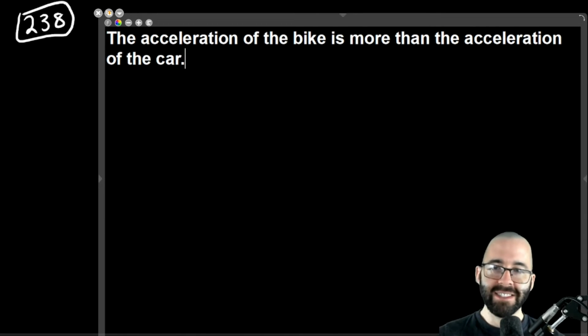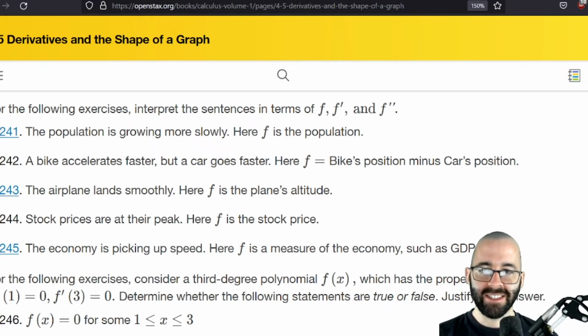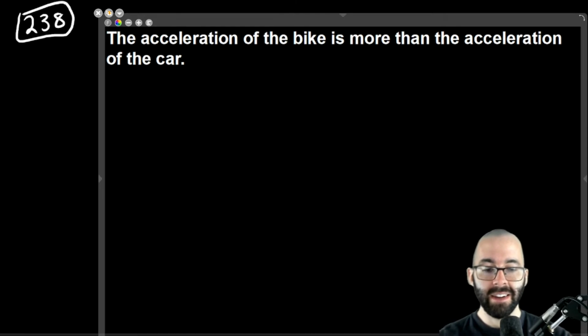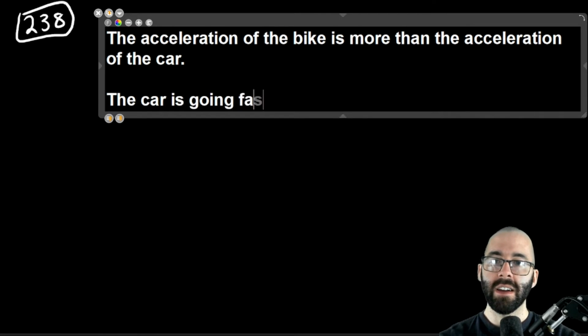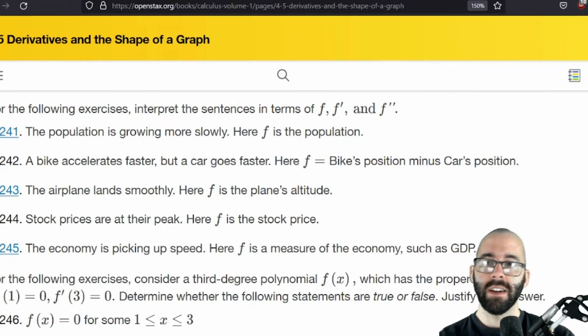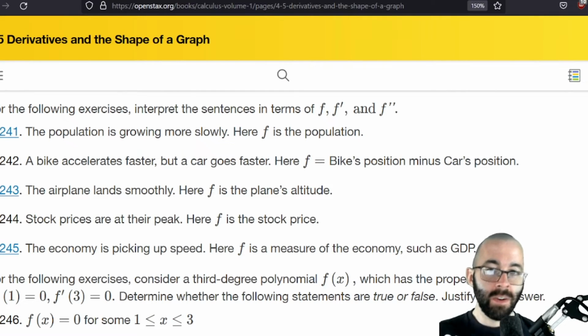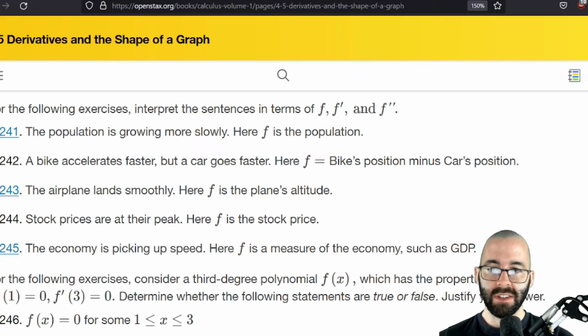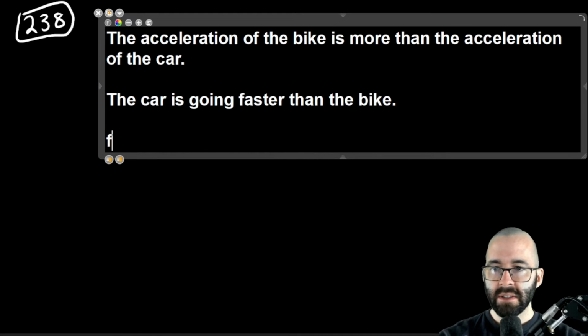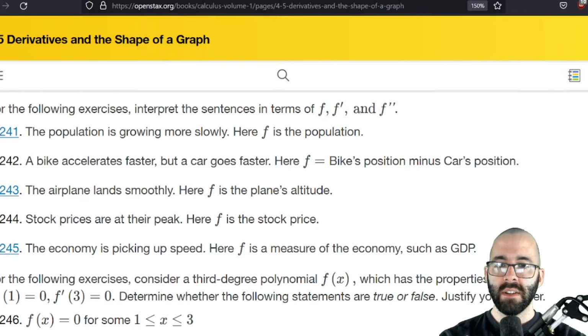So let's just rephrase the original problem, because the way the problem is phrased is bad. A bike is accelerating faster than the car, but the car is going faster than the bike. So two things: one's acceleration, one's velocity. And here f is the bike's position minus the car's position. We'll assume everything's positive here.